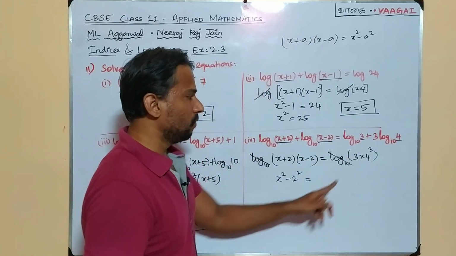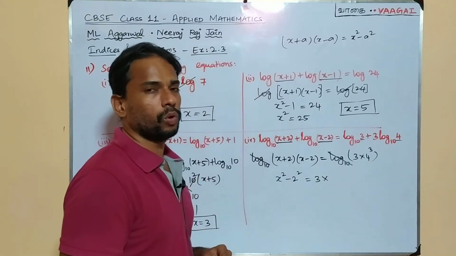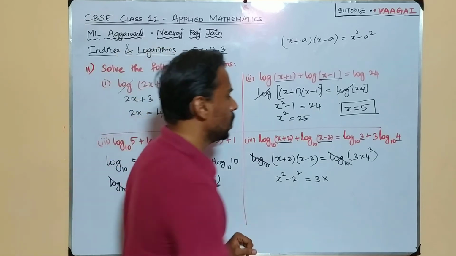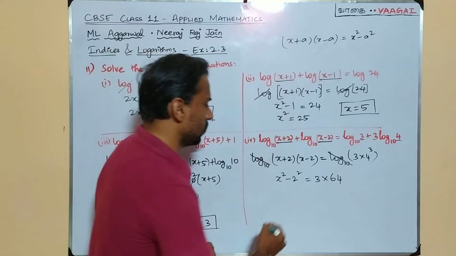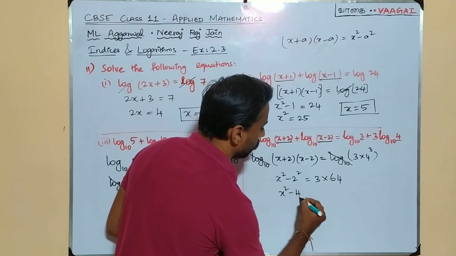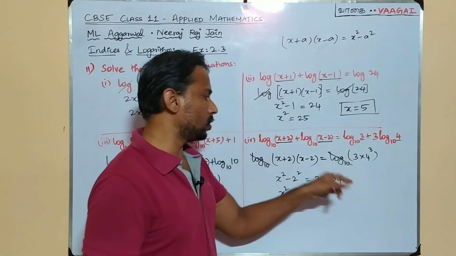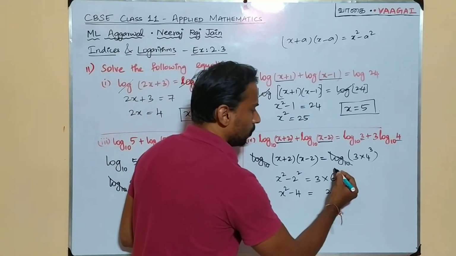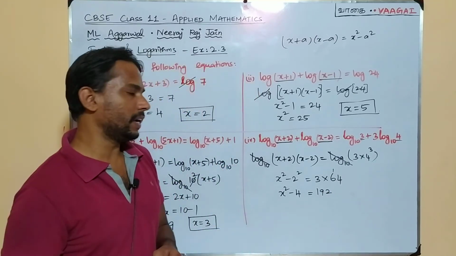Right hand side, what do we have? We have 3 into, what about 4 cube? What is 4 cube? 4 cube is equal to 4 into 4 into 4, 16 into 4, it's going to be 64, right? So that means we have x square minus 4, because 2 square is 4, is equal to, again, can you multiply this? 3 into 64. 3 4s are 12, carry 1, 3 6s are 18 plus 1, 19. So we have 192 on the right hand side.